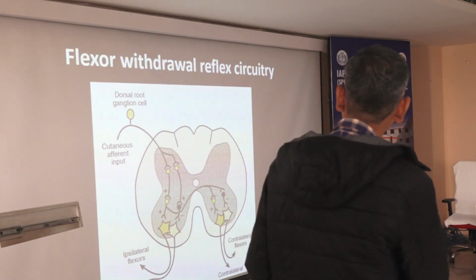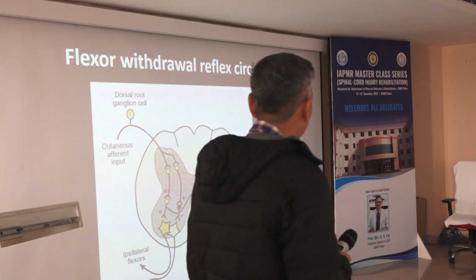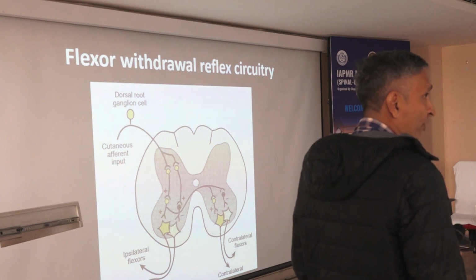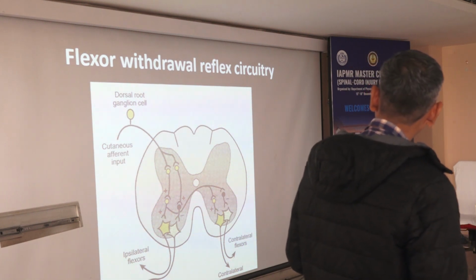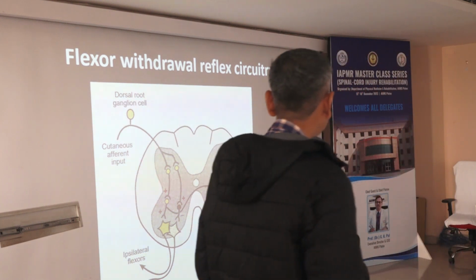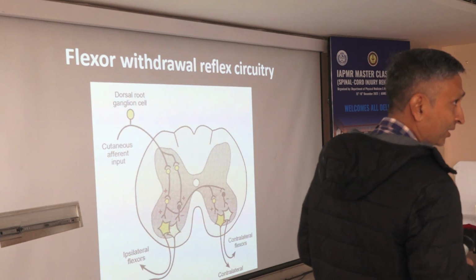Then flexor withdrawal reflex, everything is as explained. So what happens when there is a noxious stimulus? You will try to flex your upper limb, lower limb. After that there is a cross extensor reflex that will prevent you from falling down. That is extension of the other limb.